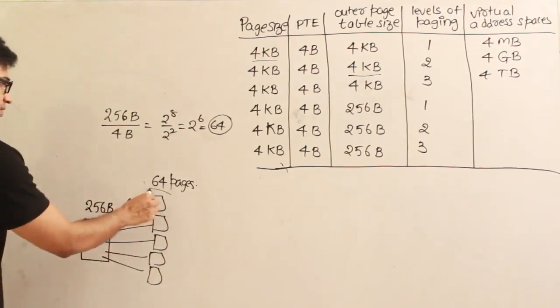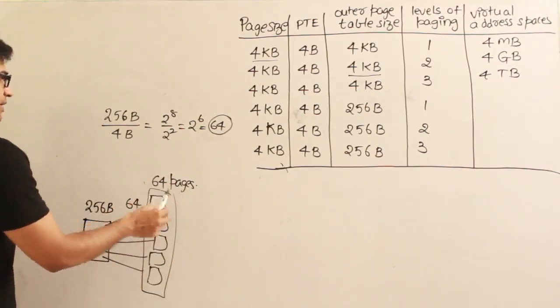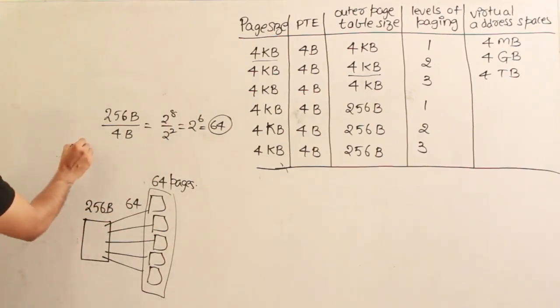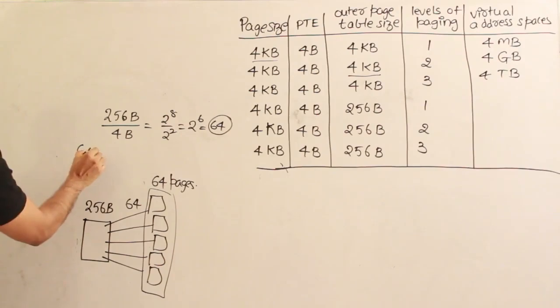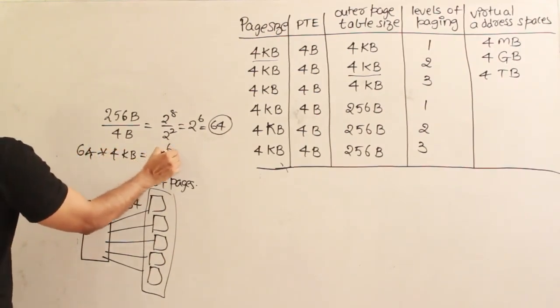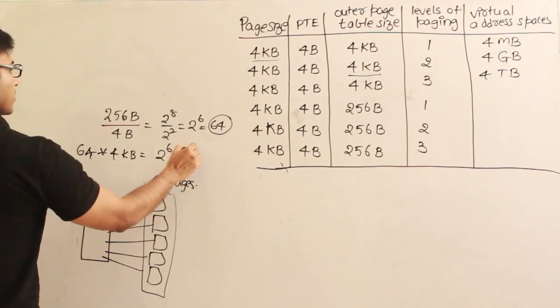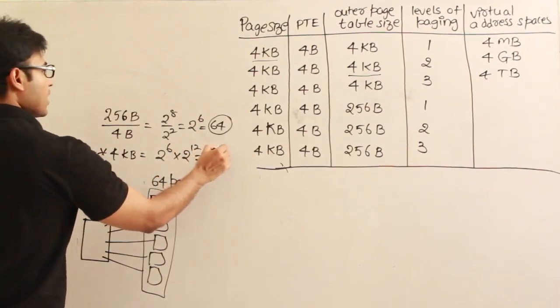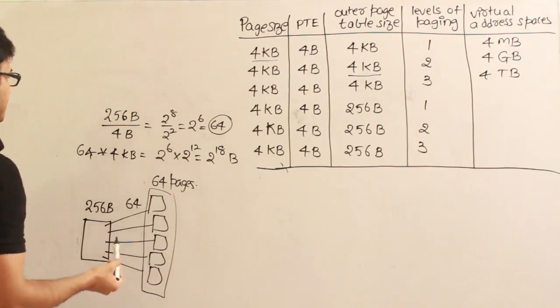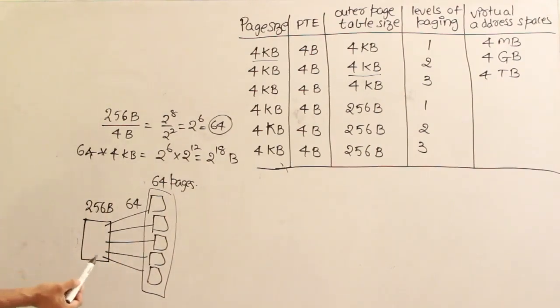So what will be the size of the process completely, or the size of the virtual address space? Virtual address space size is 64 pages, right, into the size of each page. The size of each page is 4 KB. So what is 64? 2 power 6. And what is 4K? 2 power 12. Therefore it is 2 power 18 bytes, which is nothing but 256 KB.